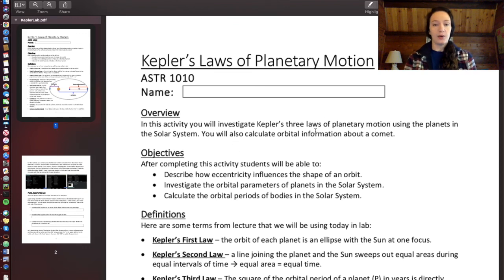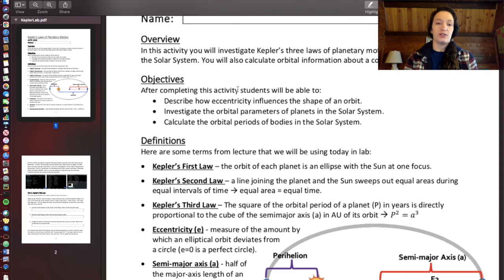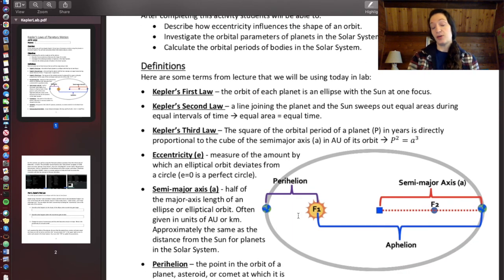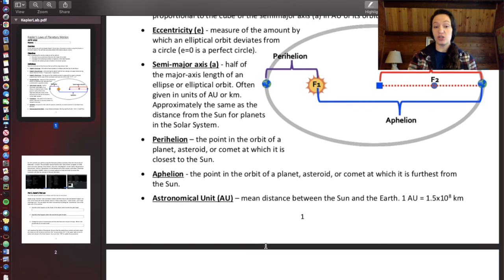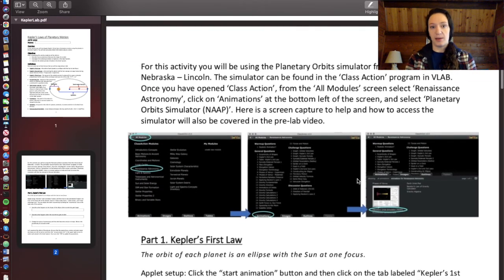Today I'm going over the second lab you're going to do this semester, which is on Kepler's laws of planetary motion. For right now, I just have the lab pulled up. This is what you should see when you have your PDF or Word document downloaded. You've got your overview, your objectives, the definitions. These are really helpful if, while you're going through a question, you don't understand a term. You can always come back and check the definitions. And then it goes into getting the lab set up.